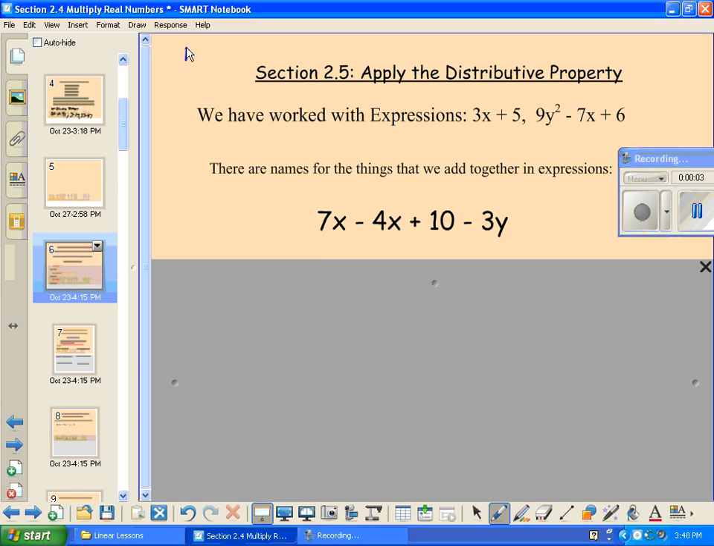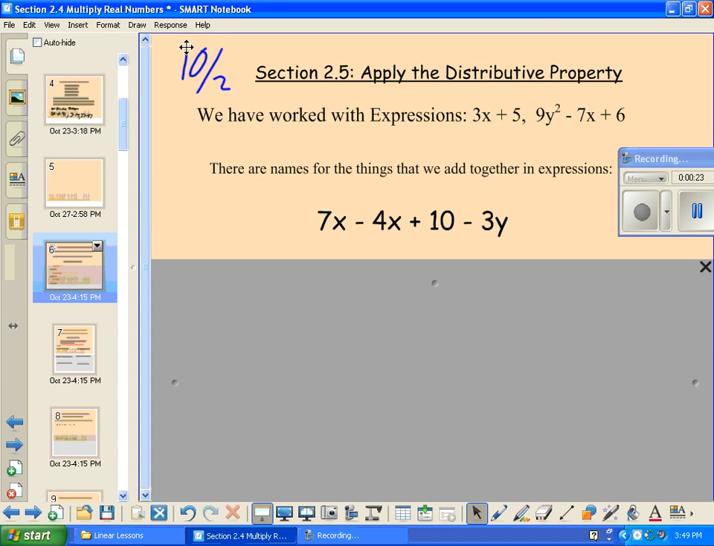Today is October 2nd, and we're going on to section 2.5. Yesterday we did section 2.4, which was multiplying numbers. Again, mainly working with positives and negatives and some rules for what I'm going to get for an answer if I multiply two positives or two negatives or one of each. We're moving on to section 2.5 now.